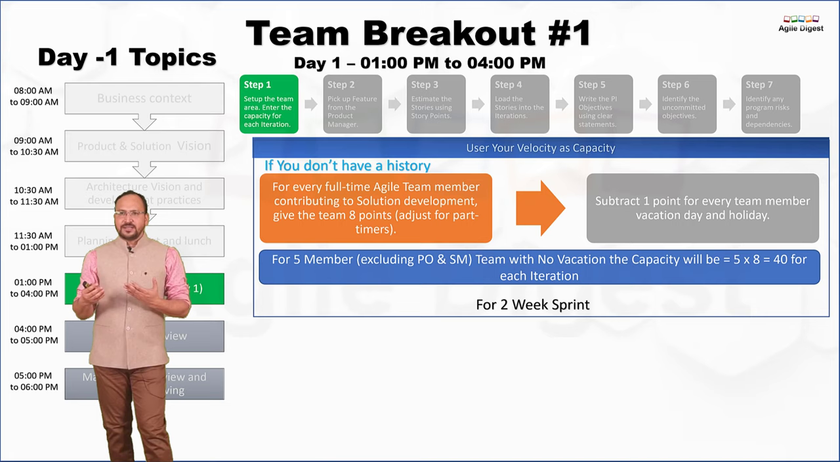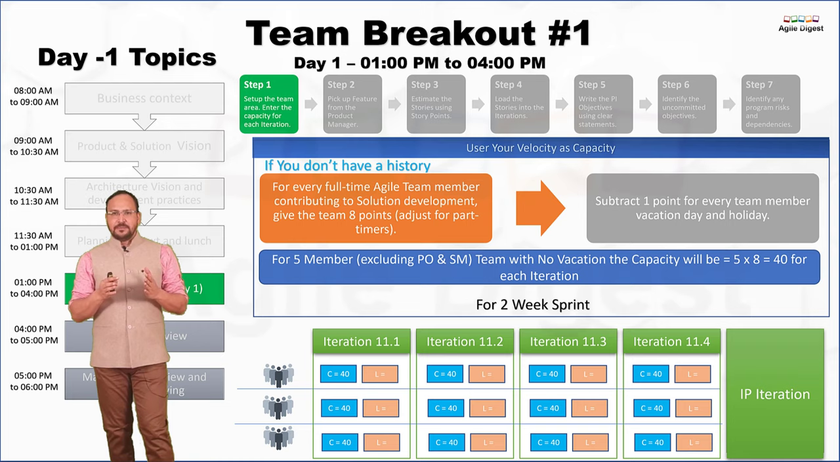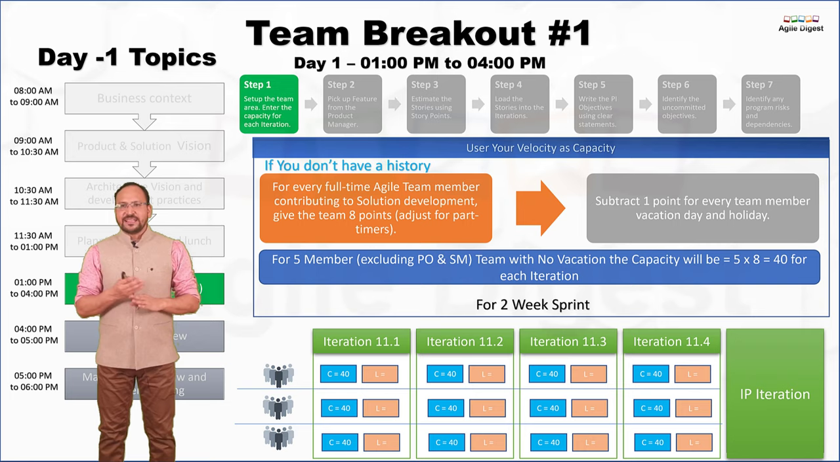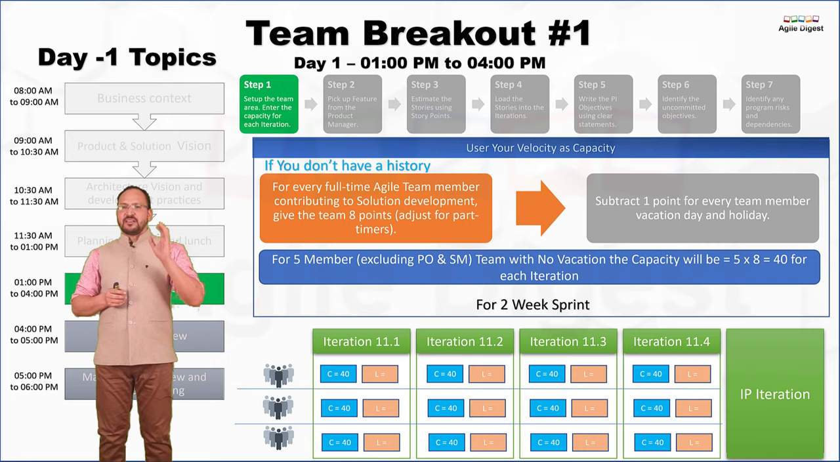Once this is identified, you already have the area of your team, so you will be making something like that. I'm assuming that all the teams have the same 5 members and no one has any vacations, so every team has a capacity of 40 by default.